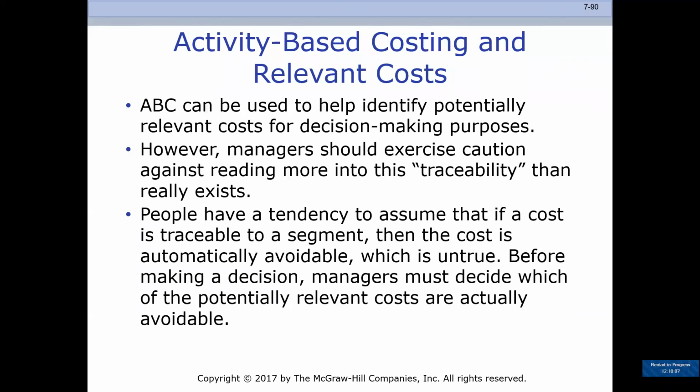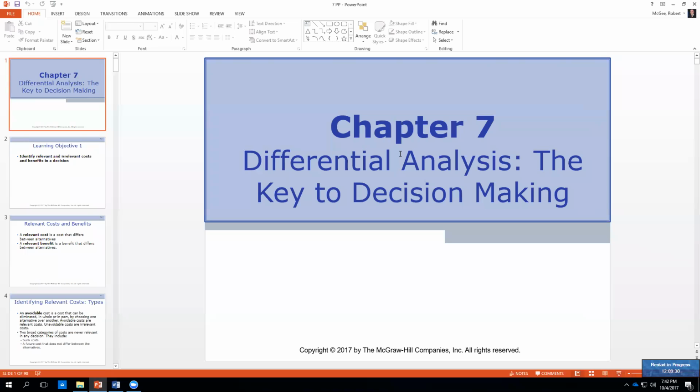Activity-based costing can be used to help identify potentially relevant costs for decision-making purposes. However, managers should exercise caution against reading more into this traceability than really exists. People have a tendency to assume that if a cost is traceable to a segment, then the cost is automatically avoidable. You can trace something, especially an allocated fixed cost, but it doesn't necessarily mean anything. Before making a decision, managers must decide which of the potentially relevant costs are actually avoidable. That's it. Time to crunch numbers, and we have approximately an hour to do that.